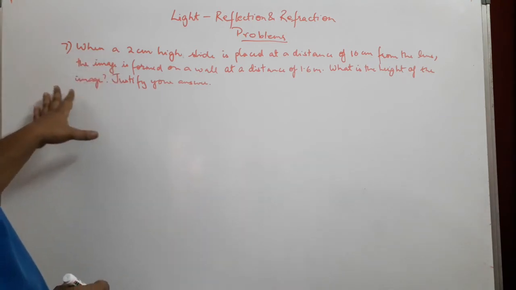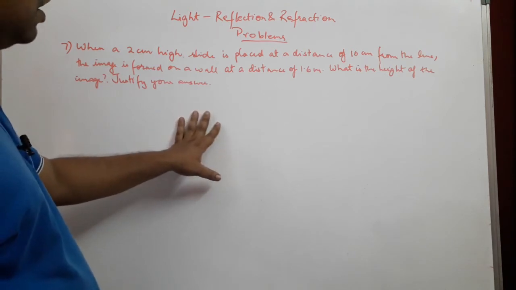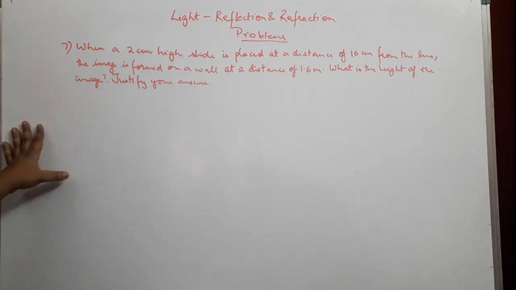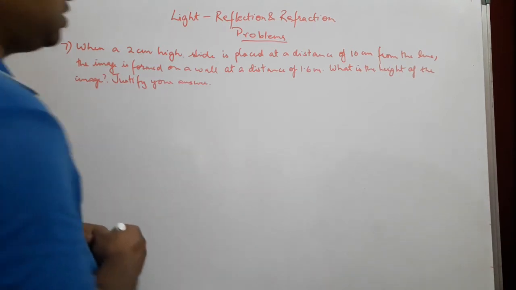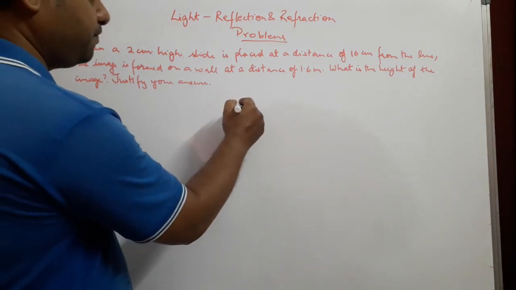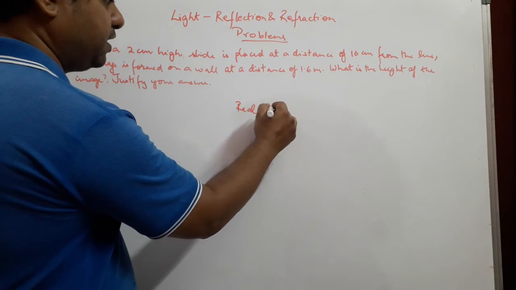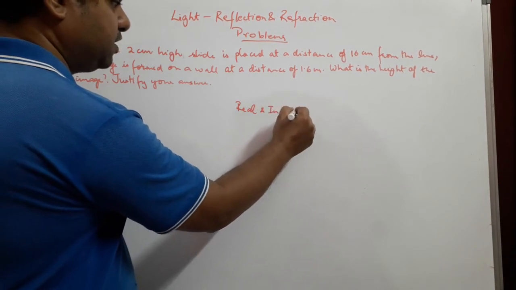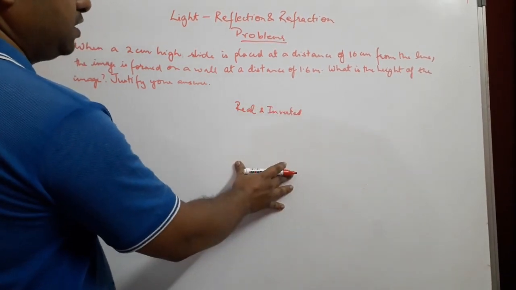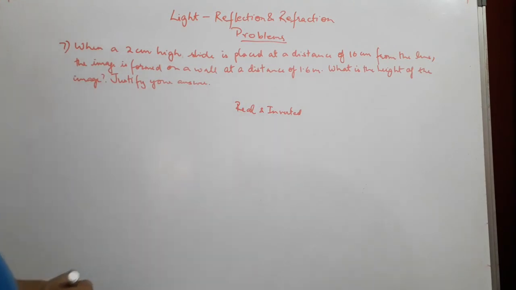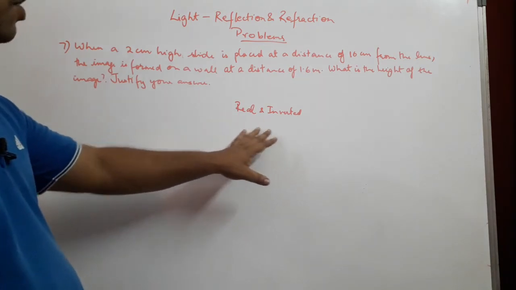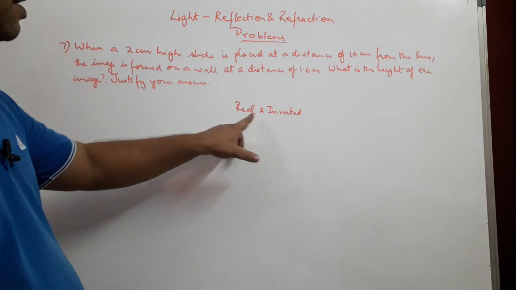He said that the image is formed on a wall. So what type of images do form on a wall? On a wall we form real and inverted images. We don't form virtual and erect images on a wall, and that is why you cannot see yourself on a wall. But something from a projector can be seen on a wall. So that is why we have real and inverted images.